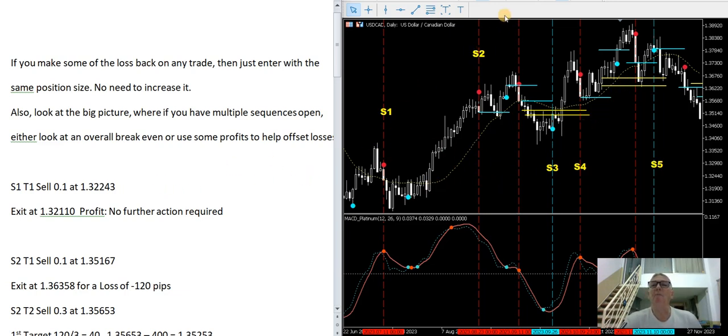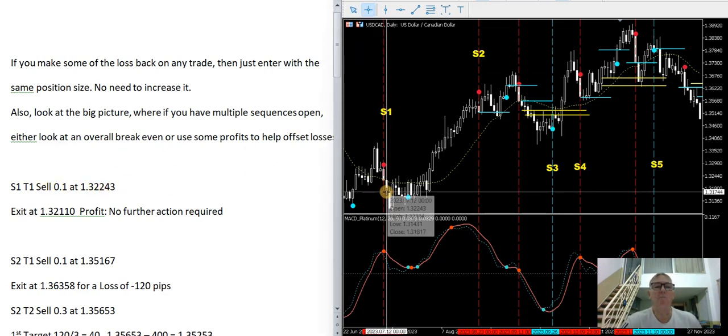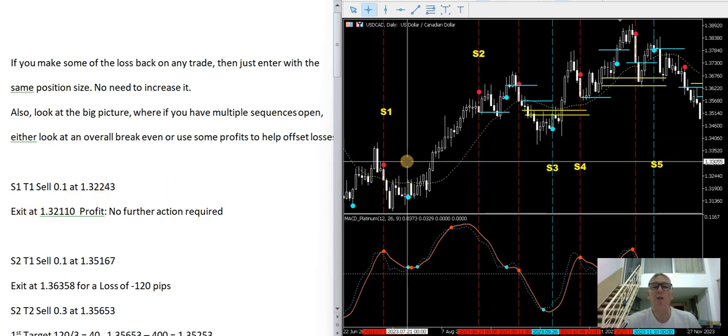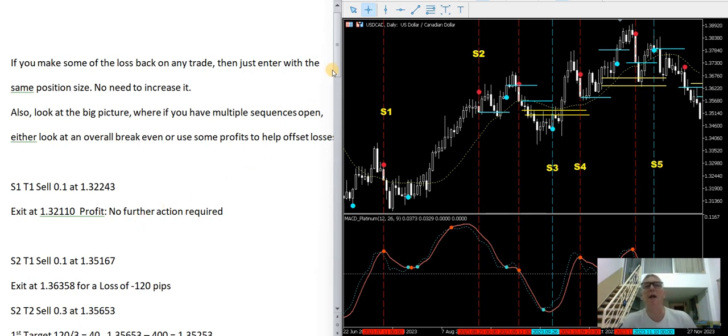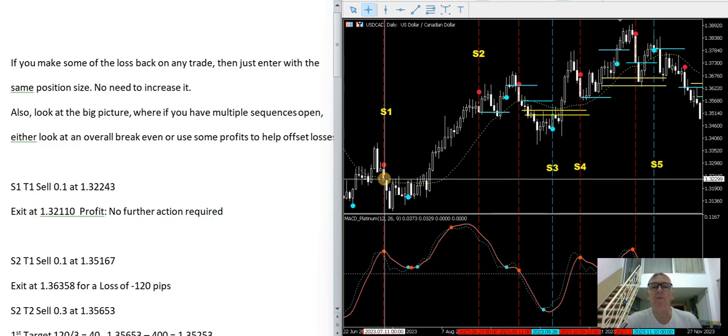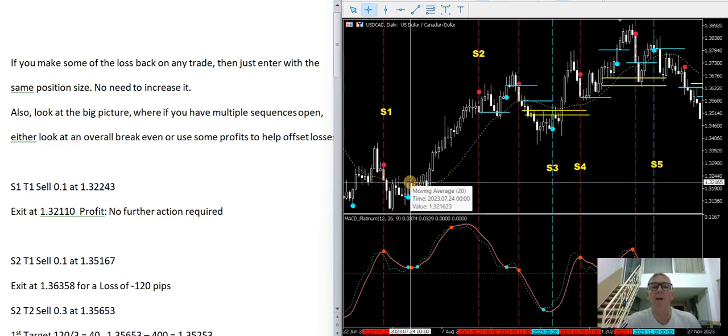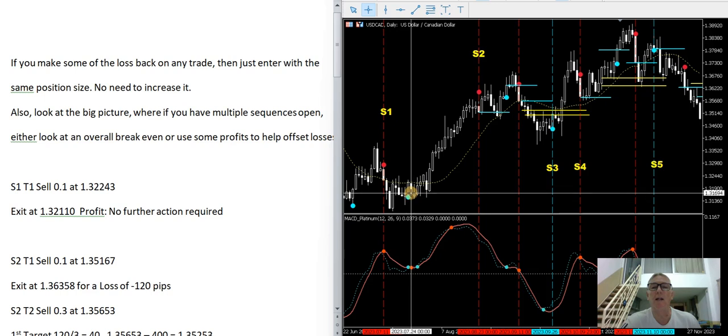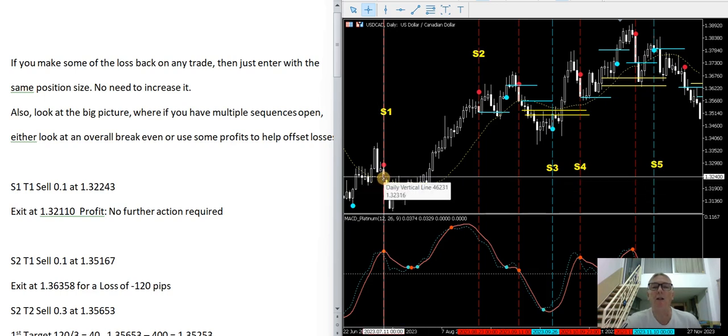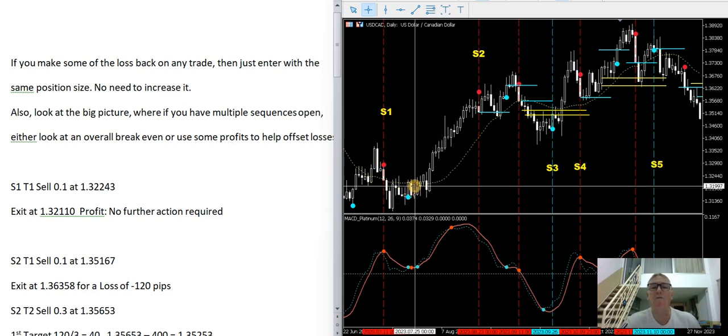So S1, let's just bring up my crosshairs here. S1's a sell here. You can look over here, I've even put the price in. Exit on this opposite QMP filter dot here for a profit. No further actions required. You do not have to do any trade management. Even if it's a small profit or a break-even trade, you don't have to worry about anything. So just take sell one, sequence one's finished, small profit.